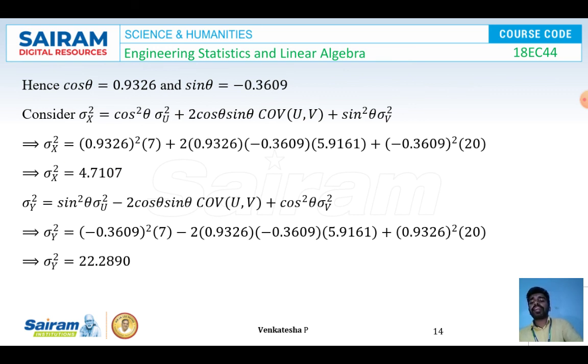Similarly, I am going to find the value of sigma y square. It is given by sin square theta sigma u square minus 2 cos theta into sin theta covariance of u comma v plus cos square theta into sigma v square. So I got sigma y square is equal to minus 0.3609 whole square into 7, minus 2 times 0.9326 into minus 0.3609 into 5.9161, plus 0.9326 whole square into 20. So simplifying this, we got sigma y square is equal to 22.2890.